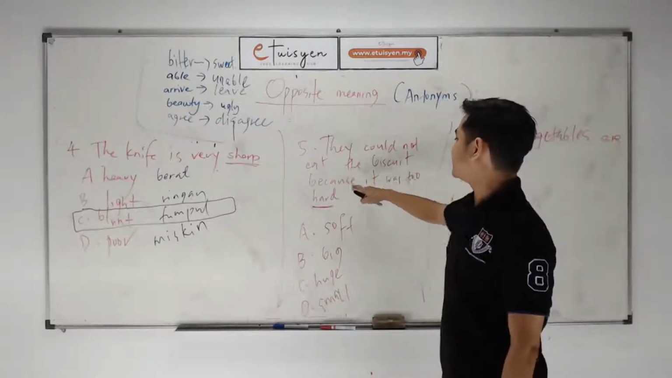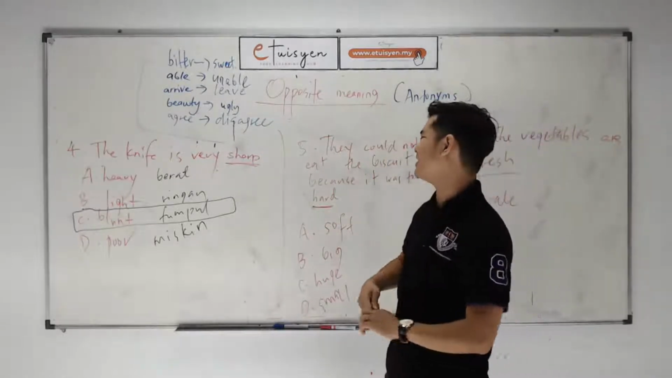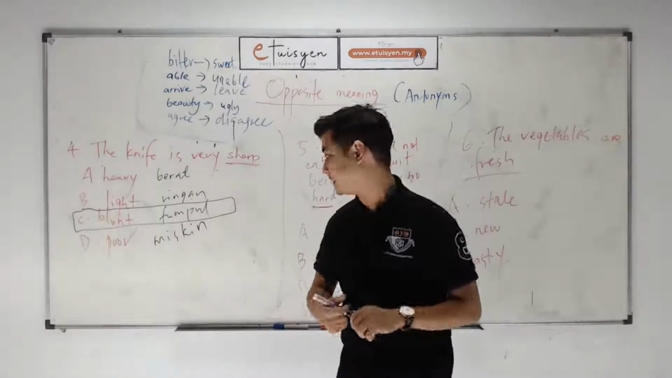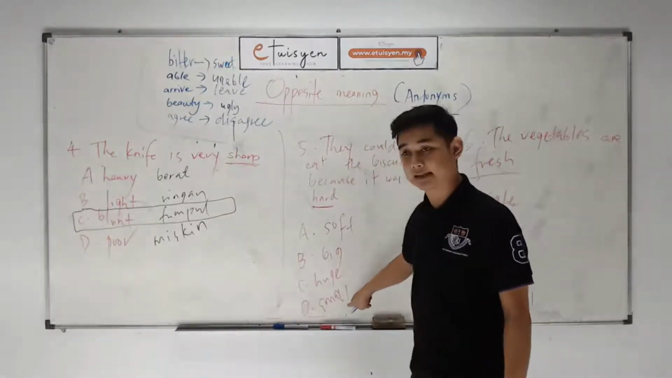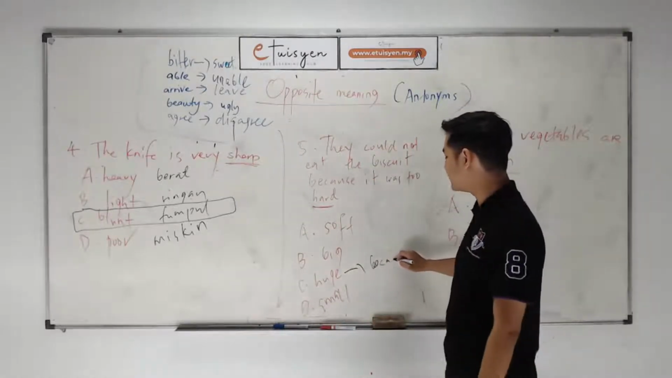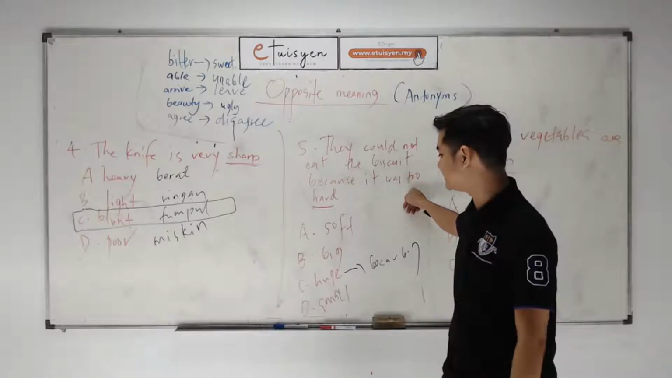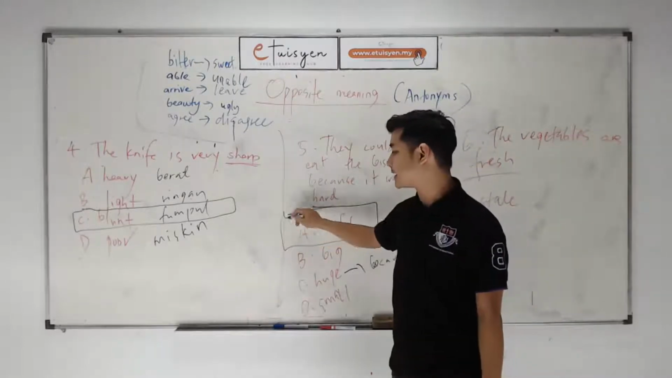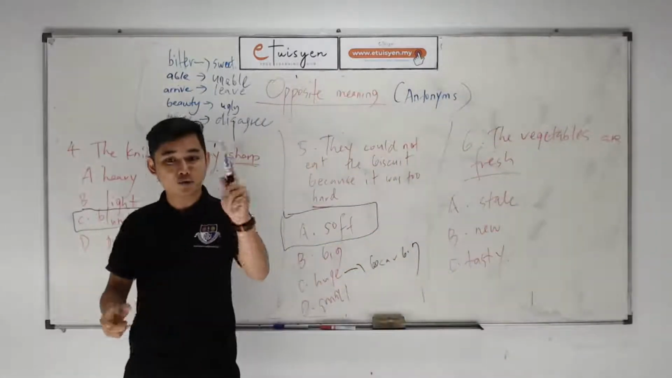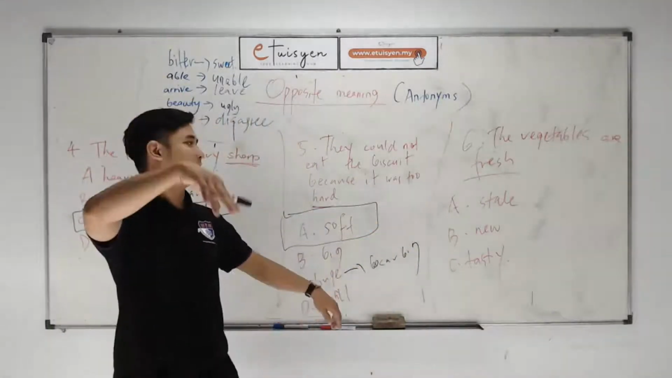Number five. They could not eat the biscuit because it was too hard. Dia orang tak boleh makan biskut tu sebab terlalu keras. So sekarang ni the underlined word is hard. What is the opposite meaning for hard? So we have soft, big, huge, small. Huge, kena ingat bila saya cakap tentang sinonim, huge maksudnya besar, sama dengan big lah. Alright, so opposite meaning for hard is soft. Biskut ni hard, keras kan? Dia orang tak boleh makan sebab biskut tu keras. Normally orang tua lah yang tak ada gigi, okay? Kalau orang muda tak boleh makan sebab keras, memang saya tak boleh cakap apa lah.